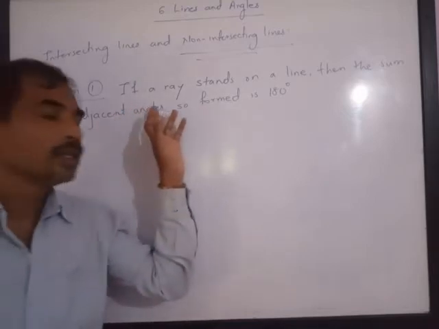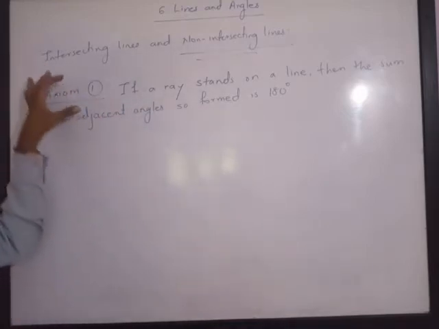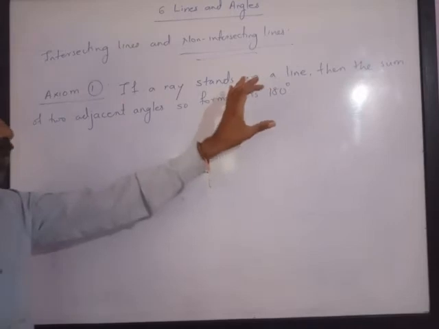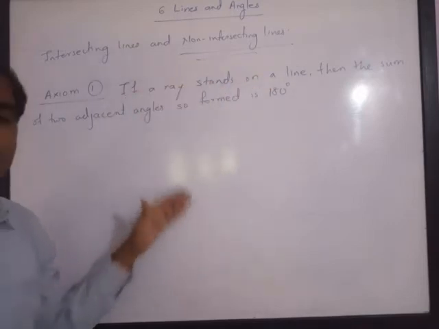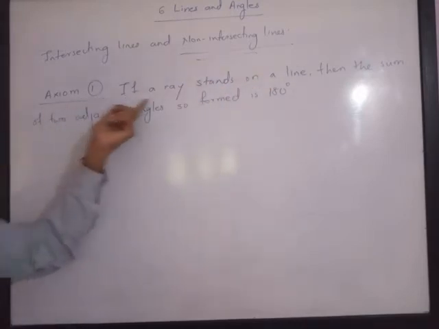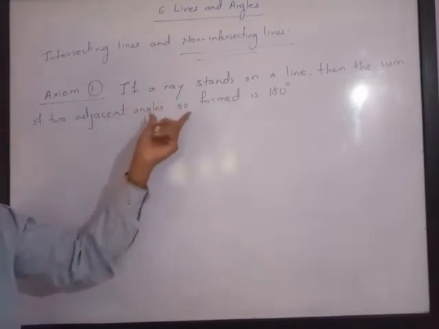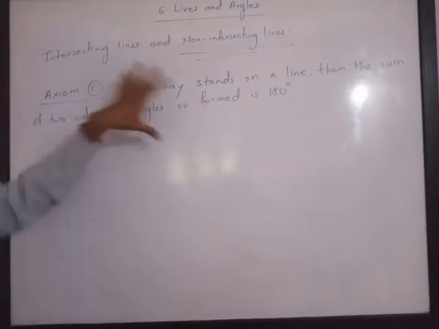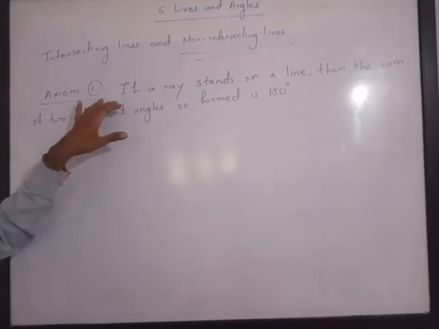Next is Axiom 1, an axiom in this chapter which we are going to use again and again. Please understand, this is not a theorem. This is a very basic concept that we are going to assume. This is always true. This always happens.